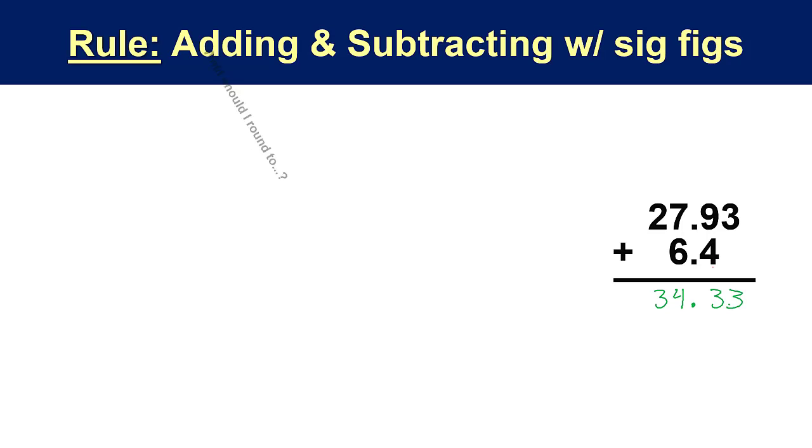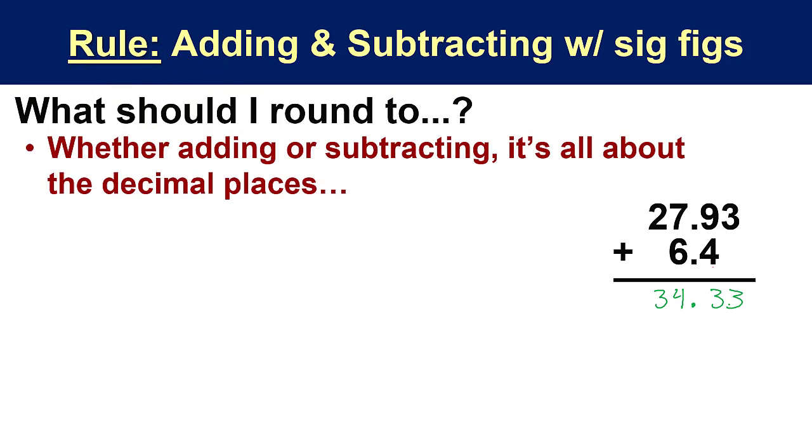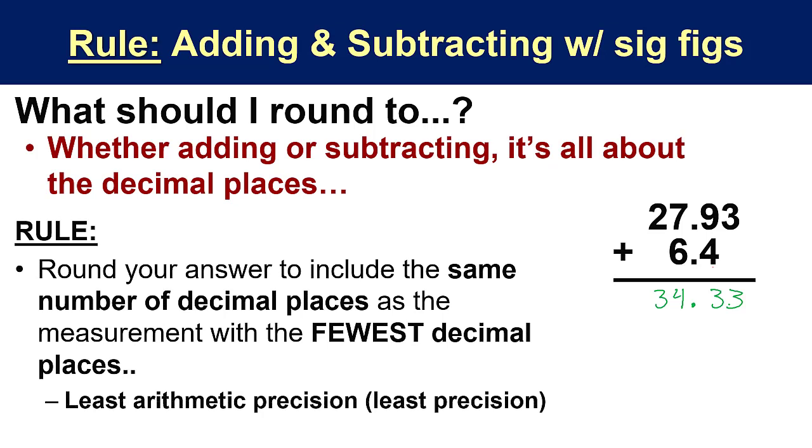And, of course, you're sitting at home wondering what in heaven's name I should round to. Well, this is not the multiplication and division rule. This is addition and subtraction, and it is all about the number of decimal places. So, what is the rule? Here it be. In addition and subtraction, you make sure that you round your answer to include the same number of decimal places as the measurement with the fewest.